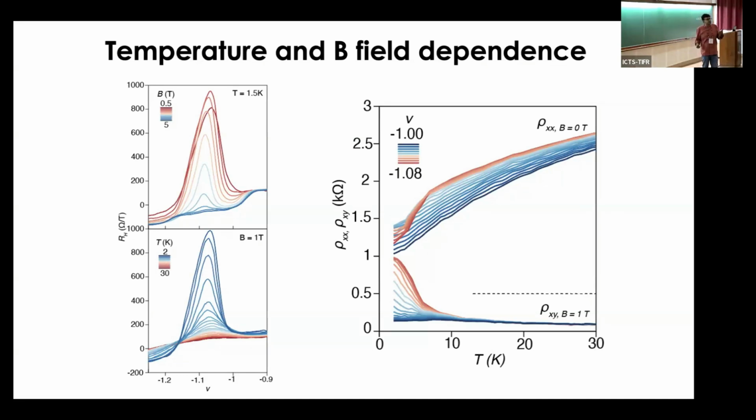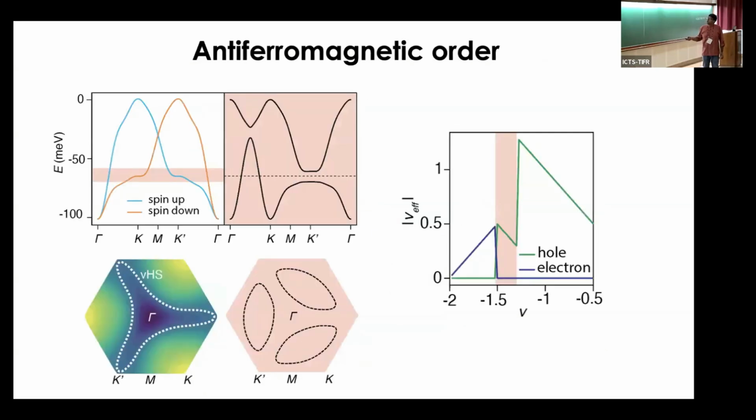We think this is 120-degree Néel order. This seems to be the most likely thing. When you're close to the Van Hove singularity, this kind of order sets in. And here's some calculations from Andy and collaborators for what happens when you have this kind of magnetic order that sets in. I hope that's not me.